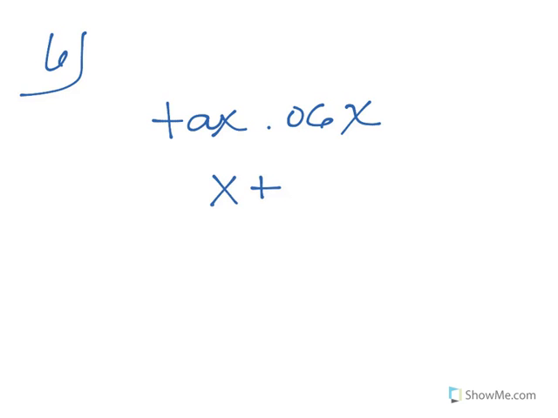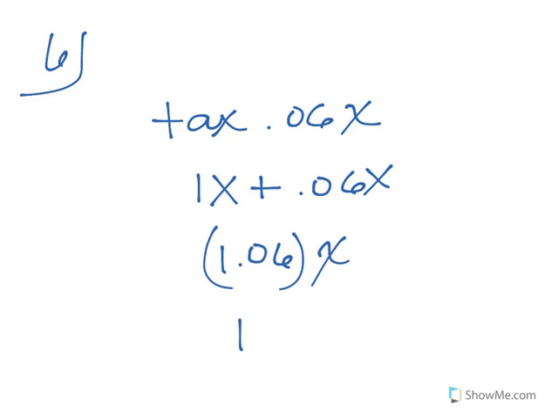Example 6. A person is paid X dollars plus 6% sales tax on the automobile. Write an expression for the total cost of the automobile. Well, the tax is 0.06 times whatever the item was. But we also have to pay for the item. So it's going to be X plus 0.06X. And we know the coefficient of X is 1, so we really have 1.06X. And your parentheses aren't necessary, but just trying to make a point. That's how you do it.